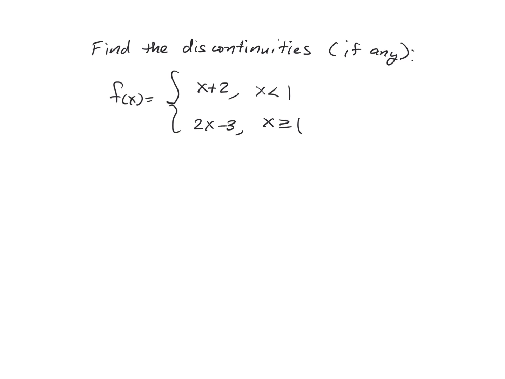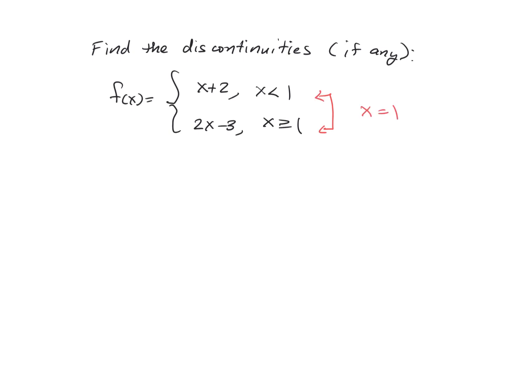Okay, so for this example, we want to find the discontinuities, if there are any, for this piecewise defined function. And the first thing you'll notice here is that the pieces of the function are both linear functions, and therefore they're polynomials, and therefore continuous. So the only places we have to be very careful about are the places where we piece our function together, which is namely x equals 1.